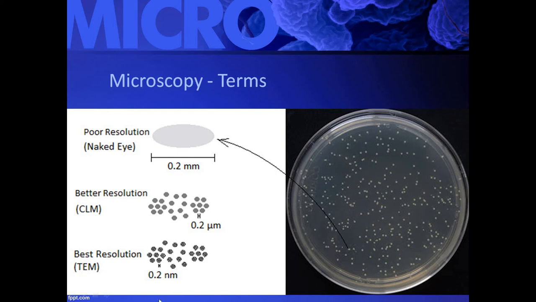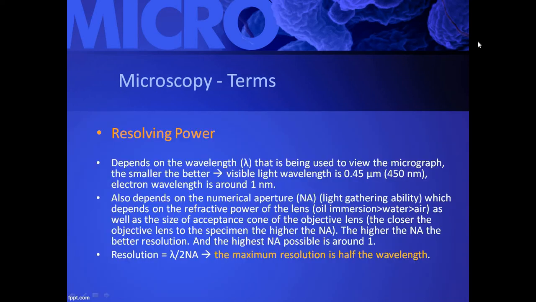This is due to the small resolution number. The electron microscope can see images in the nano world. Okay, so the resolving power depends on the wavelength that is being used to view the micrograph. The smaller the wavelength, the better the resolving power.